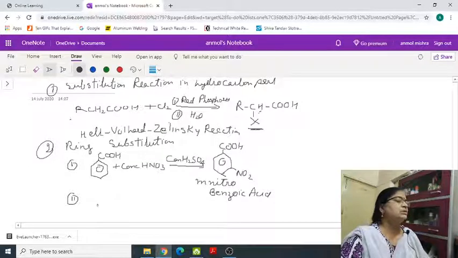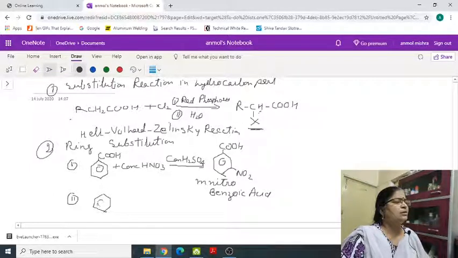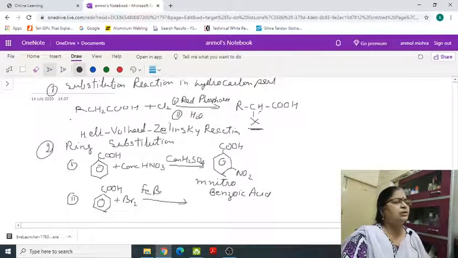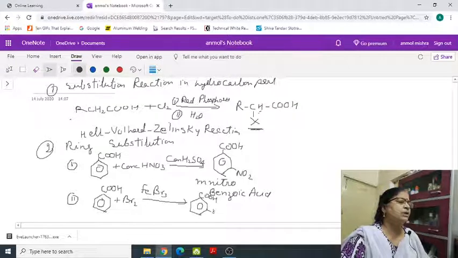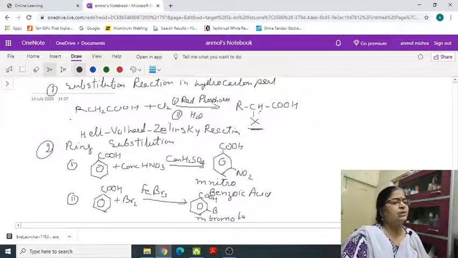Second example is bromination. Benzoic acid reacts with bromine in the presence of Lewis acid, FeBr3. It forms meta-bromobenzoic acid.